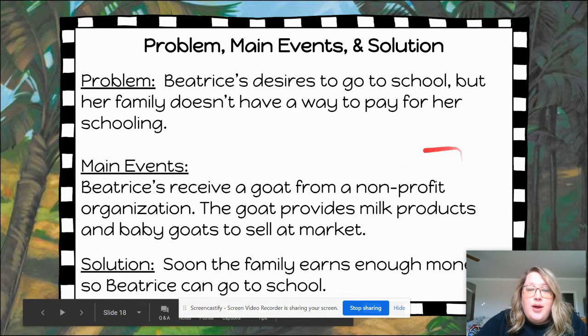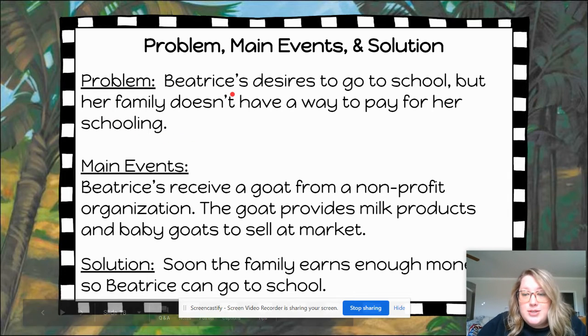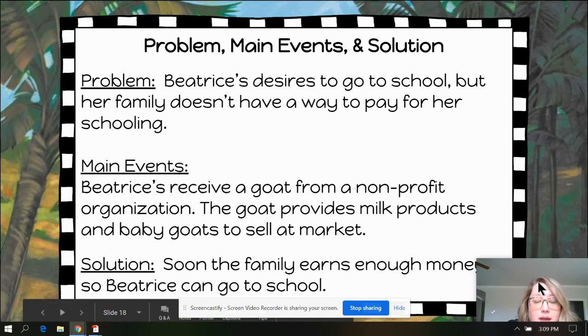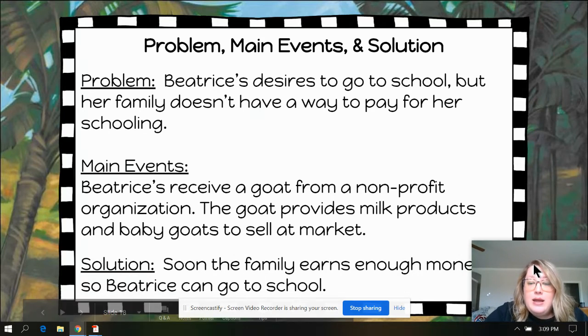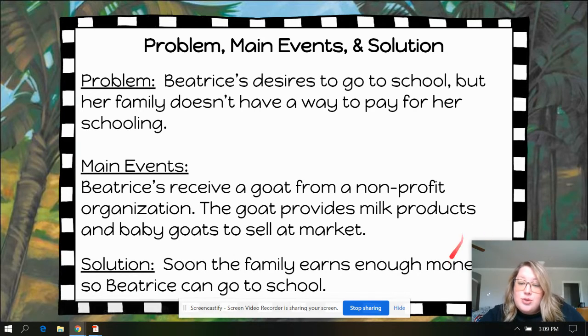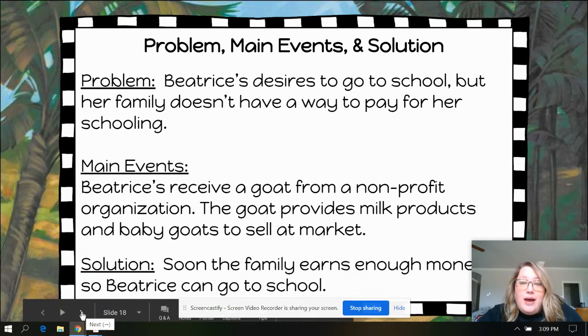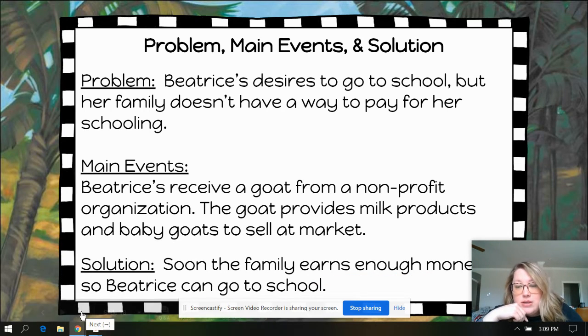Okay, so we know that the problem, again, is she wanted to go to school, but she doesn't have a way to pay for that schooling. So the main events that lead up to that: they receive this goat. This goat provides them milk products and baby goats that they can sell at the market to get some more money, because for her to go to school, she has to pay for it. And so eventually the solution is her family does earn enough money and she is able to go to school. And we know from the story, she was so excited to go to school.